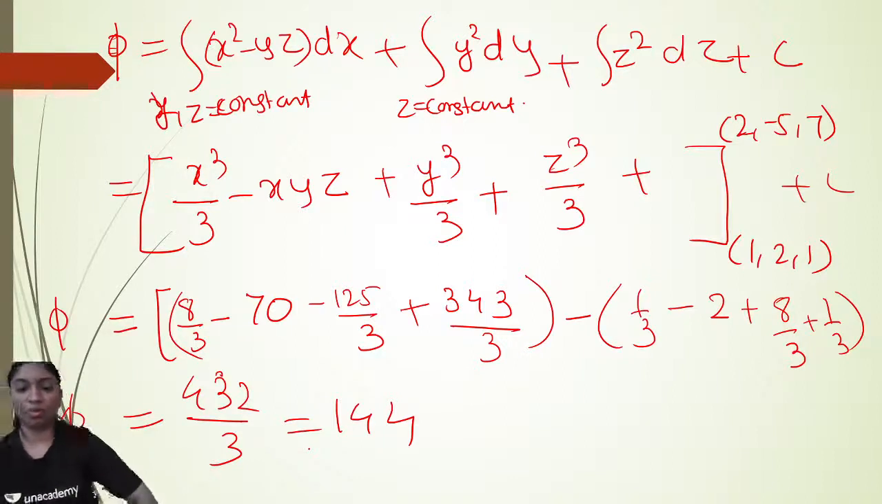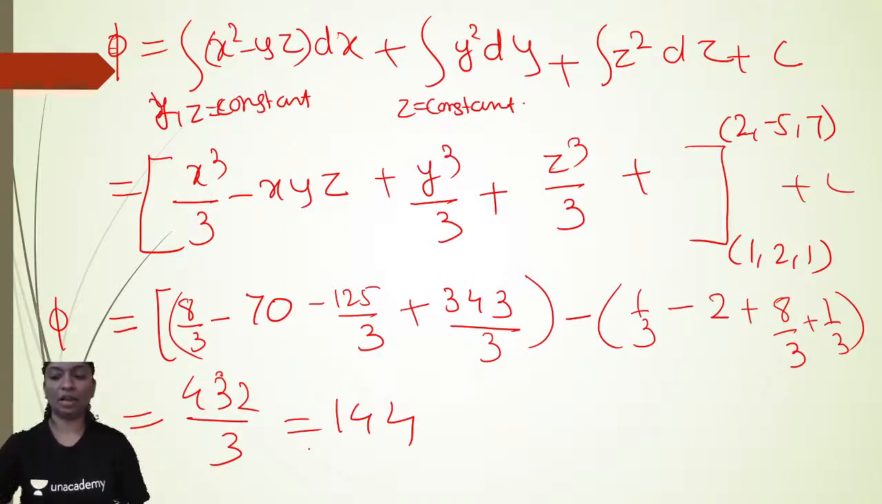Okay. Now I hope you are clear here. I covered all the three types: when the path of integration is a straight line, when the path of integration is a parabola, and when the path of integration is not given, then how to calculate the work done. I hope you are clear here how to calculate the work done by using all the three methods.